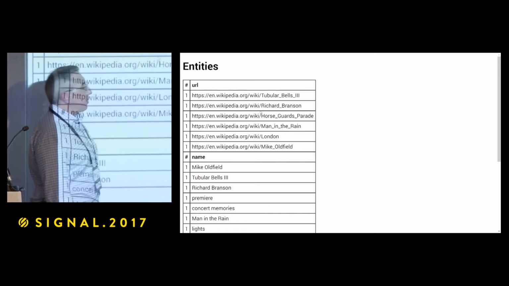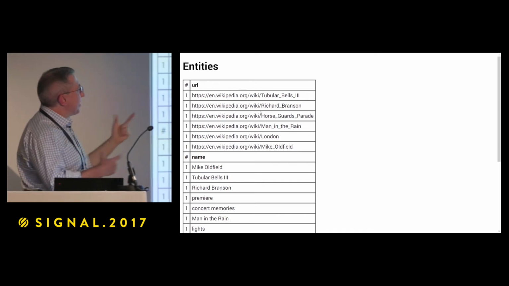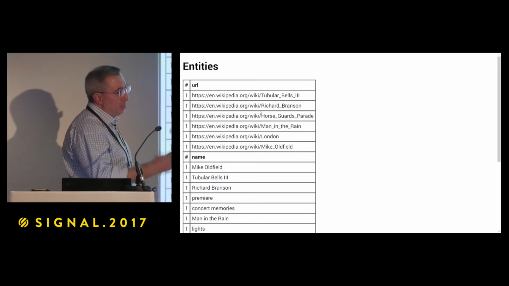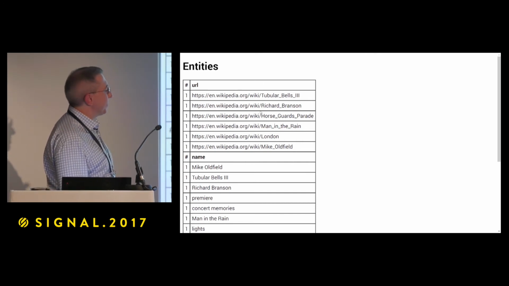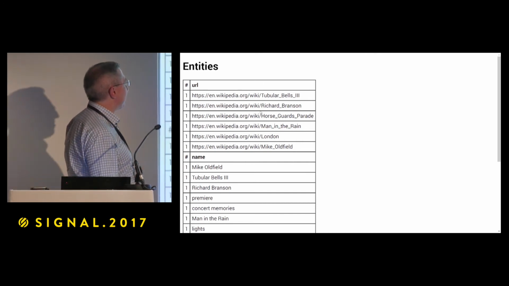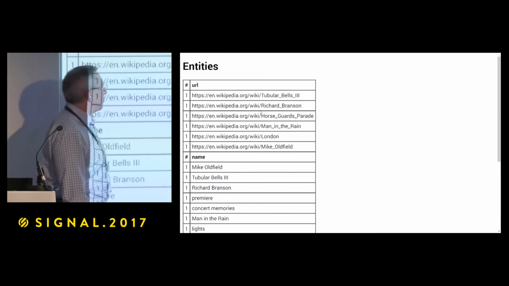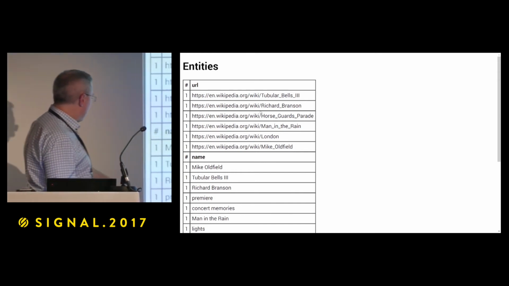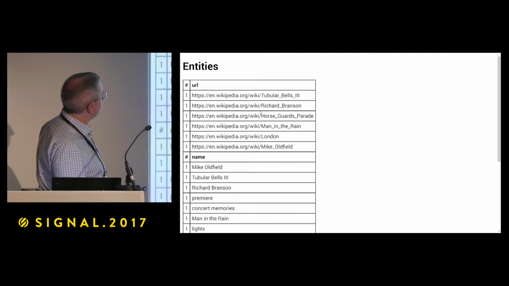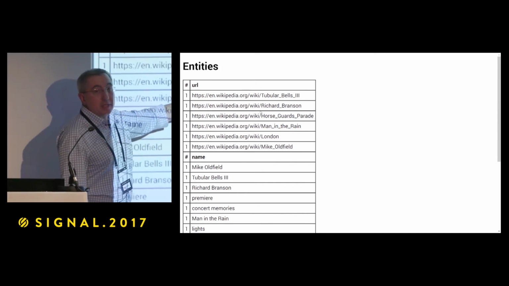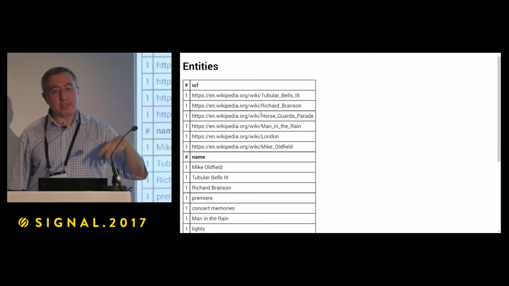The Horse Guards Parade. He has a connection to Mike Oldfield because when he started being a millionaire, Mike Oldfield started being famous in the 70s. So the concert was played at the Horse Guards Parade. It's recognized as a location. London and Mike Oldfield, okay, so that's easy. But it also recognizes Man in the Rain, which is a song within the album.